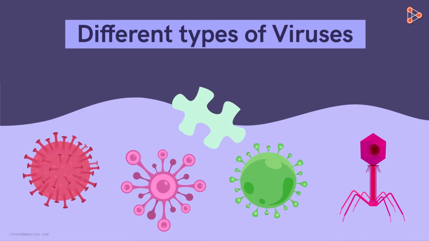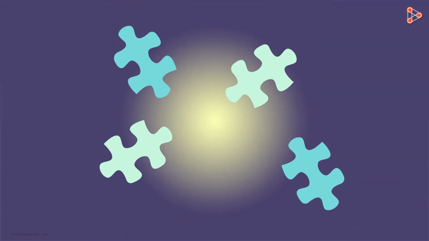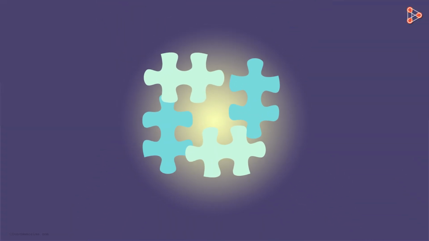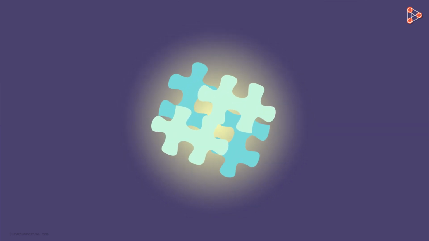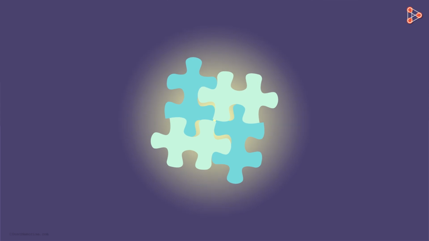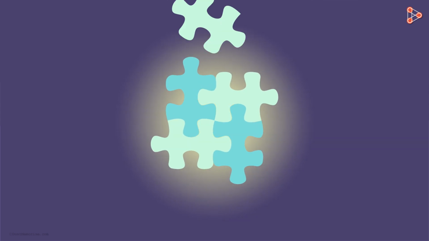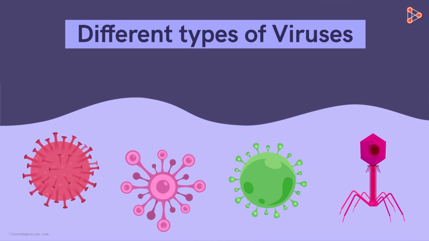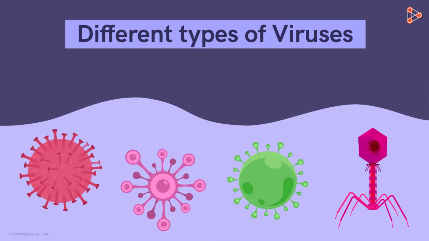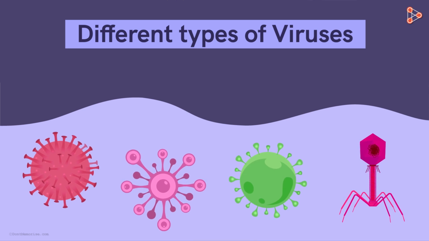Think about the jigsaw puzzles. Are you able to fit any piece anywhere? Of course not. The specific, unique shape of each piece will allow it to fit in one particular spot only. Similarly, viruses are of unique types. Each unique type of virus attacks a particular type of cell.